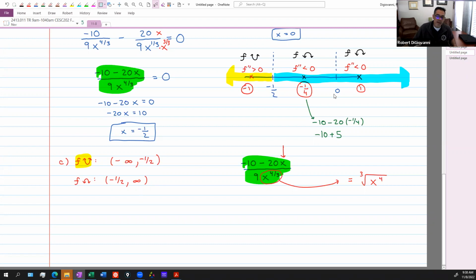But the thing about increasing and decreasing is that in order to talk about something going up or down, you have to have 2 points to compare things to. So this is why I told you when you're doing increase, decrease, always to use open intervals, and that using a closed doesn't change anything.